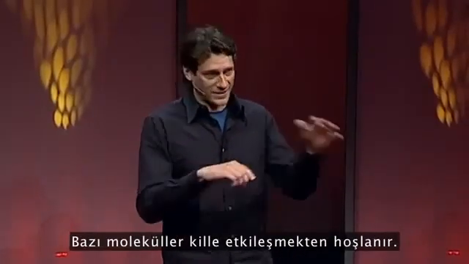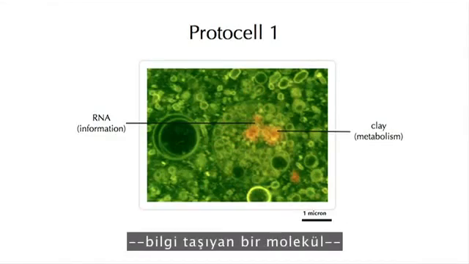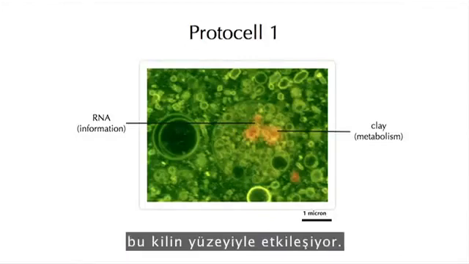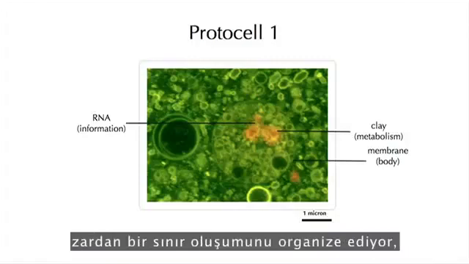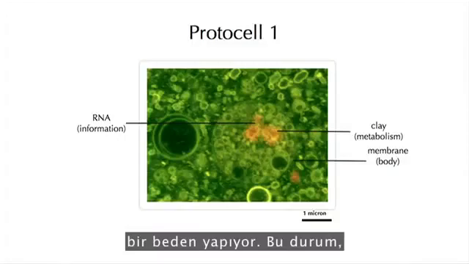Certain kinds of molecules like to associate with the clay. For example, in this case, RNA, shown in red. This is a relative of DNA. It's an informational molecule. It can come along and start to associate with the surface of this clay. This structure then can organize the formation of a membrane boundary around itself. So it can make a body of lipid molecules around itself, shown in green here on this micrograph.